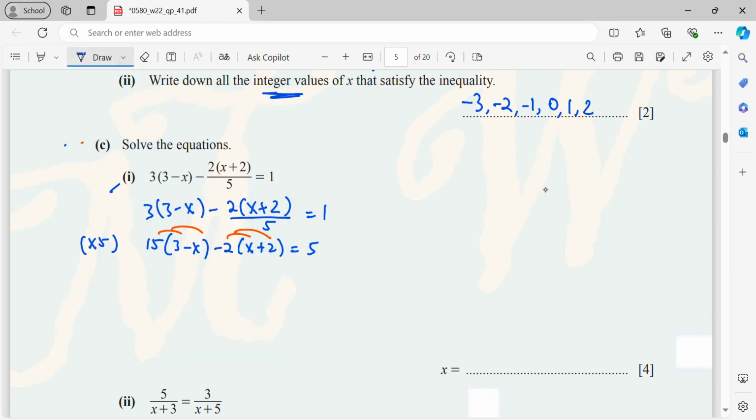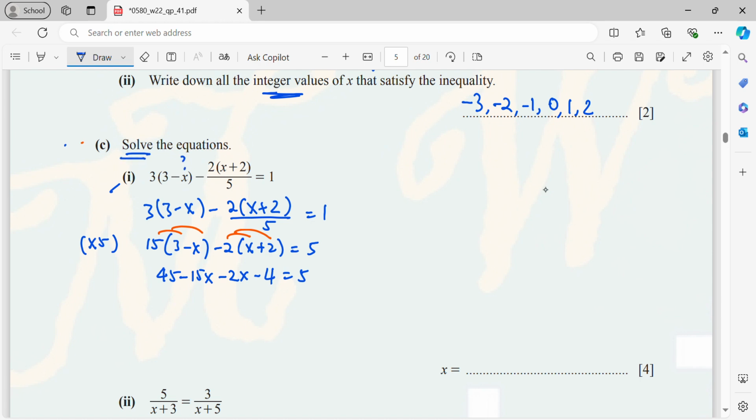So then you will be getting 45 minus 15x. The minus 2 times x is minus 2x. Minus 2 times 2, negative 4. Then equals to 5. Solve means find the unknown. What is the x? You need to find what is the x.